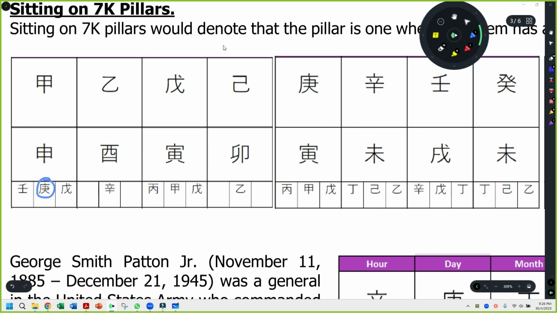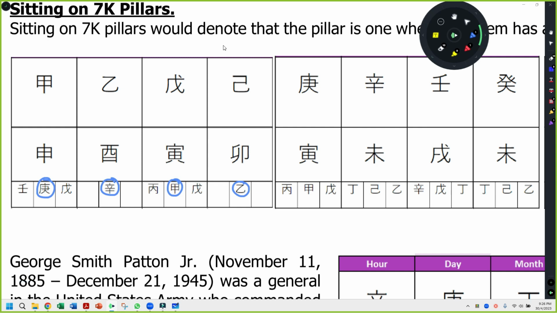Therefore, Jia Shen is sitting on 7 killing. The Yi wood will sit on the Xin metal. Therefore, the Yi You is also sitting on 7 killing. For the Wu Earth, this will be the Jia wood controlling the Wu Earth, and of course, Yi Mao controlling the Ji Earth. So therefore, these are all the 7 killing structures that you have.